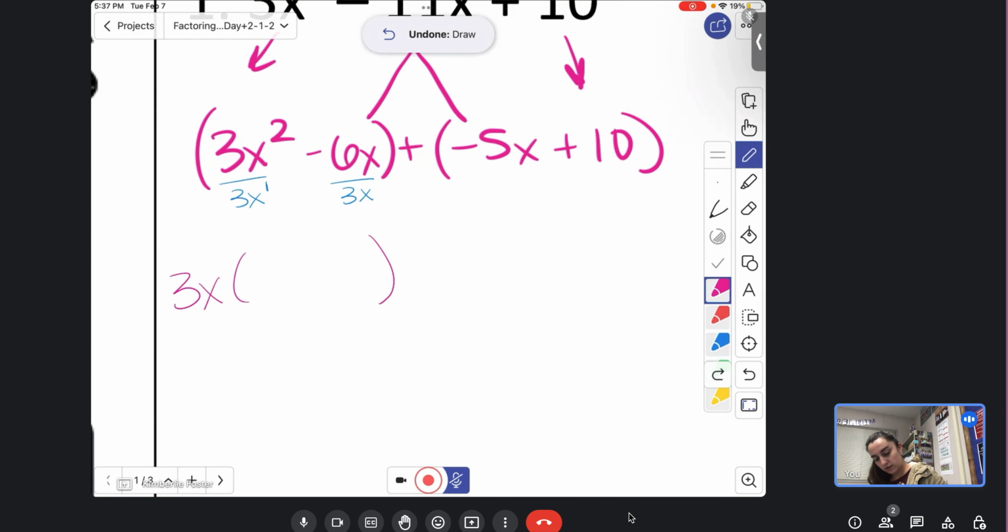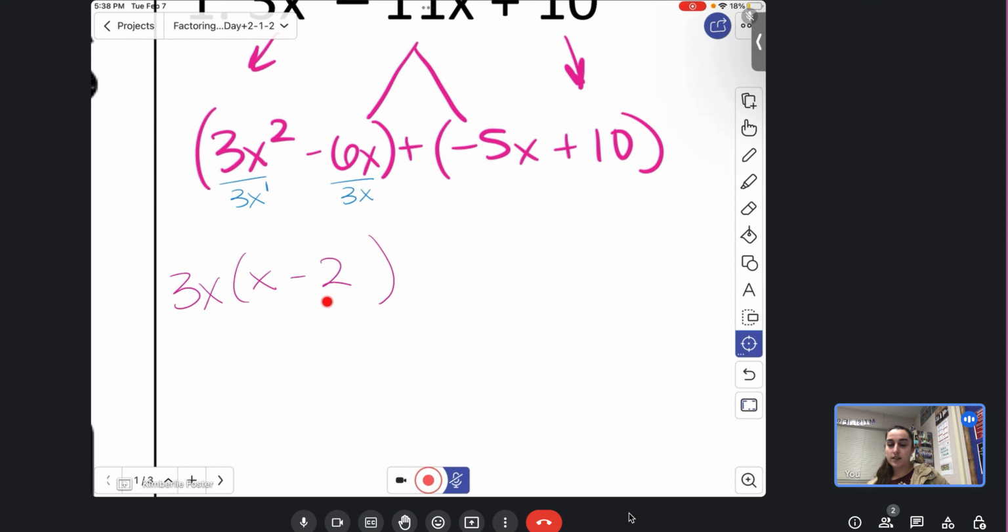Sorry, let me change colors there. X to the power of 1. And then over here, -6x over 3x is just -2. Okay, x divided by x is 1 whole, so we don't need to write that. All right, so I need this side to match x minus 2. Well, if I just take out a 5, that's going to leave a negative here. And if I divide 10 by 5, that's going to be +2.